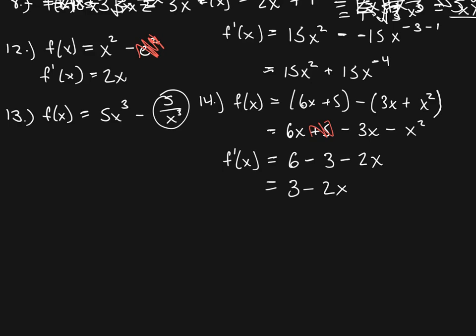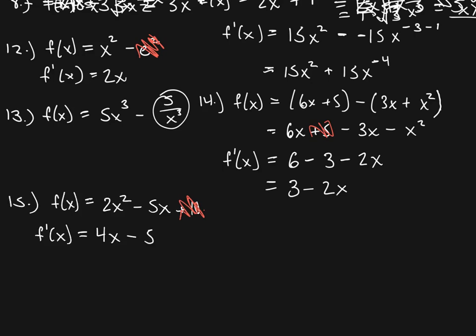So the last problem that I want to do in this video is problem 15. And problem 15 has that f of x equals 2x squared minus 5x plus 10. So again, the 10 is going to go away because it's a constant term. And so taking the derivative of a constant term would just be 0. So we can just ignore it from the start. So f prime of x is going to be 4x minus 5. So there you have it.